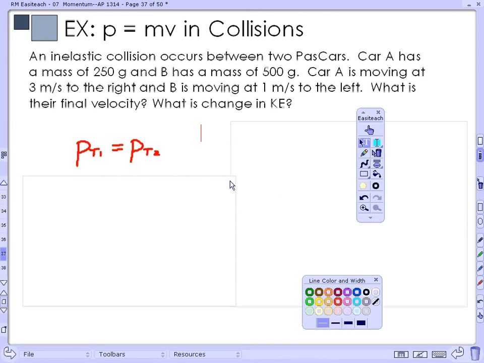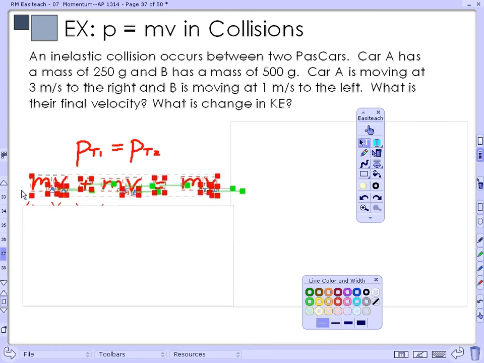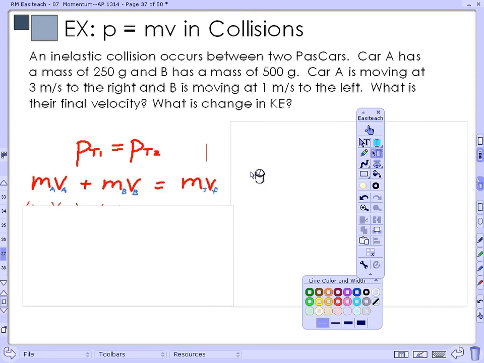And we're going to write that out. What I like to do is just write out all my MVs. Every time I know I have a momentum, I just write MV. So do the red part first and then do the blue subscripts later. So just write MV plus MV equals MV.